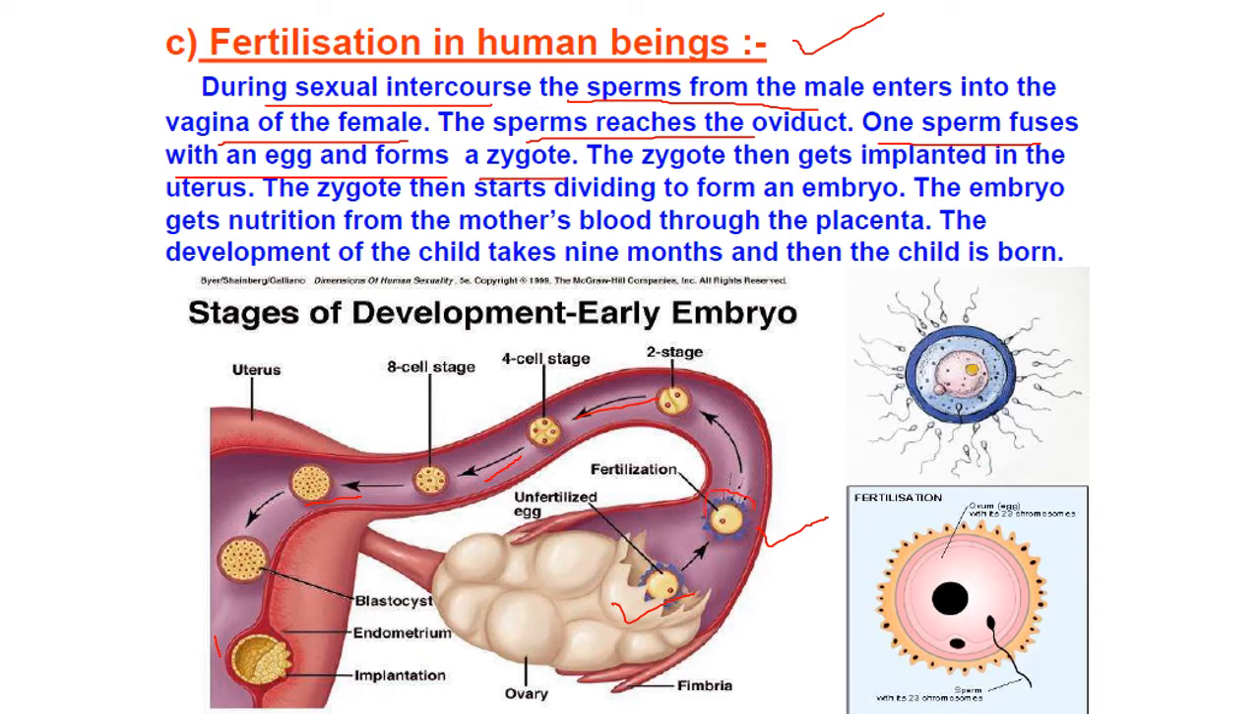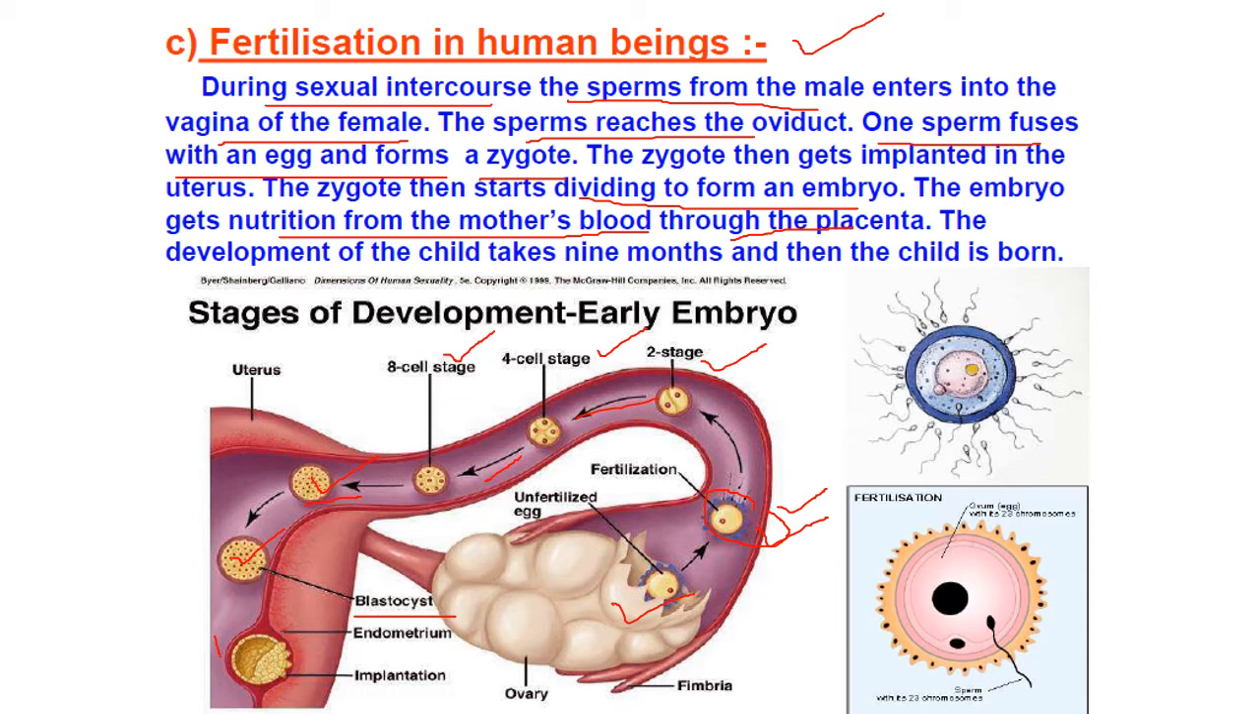Once the zygote is formed, it starts dividing to form the embryo. The one cell will start dividing. This is the 2 cell stage, then 4 cell stage, then 8 cell stage. This is how the division occurs. Then it continuously keeps on dividing and forms the blastocyst. In the same way, continuous division occurs, and the embryo gets nutrition from the mother's blood through the placenta.